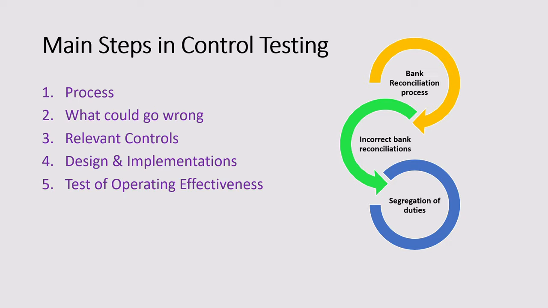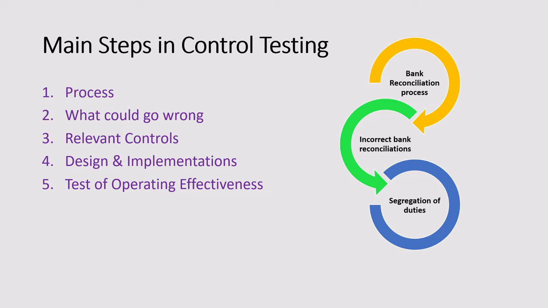And then evaluate the design and implementation of the process. If the design and implementation of the process is effective, go for testing operating effectiveness of that control throughout the year. Now, in step 4, if you conclude that design and implementation of the process is itself ineffective, then don't go for test of operating effectiveness, because we don't have to test the operating effectiveness of an ineffective control.